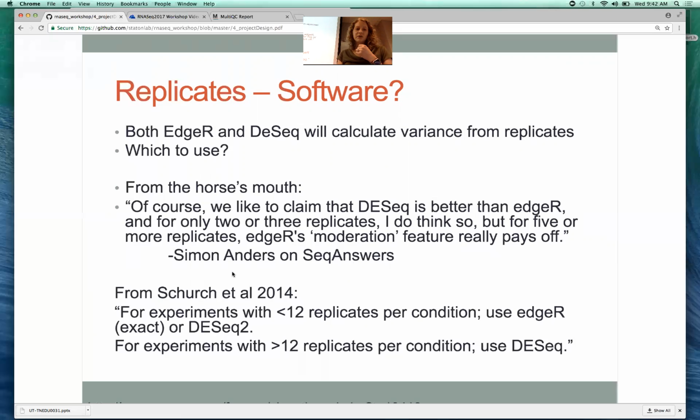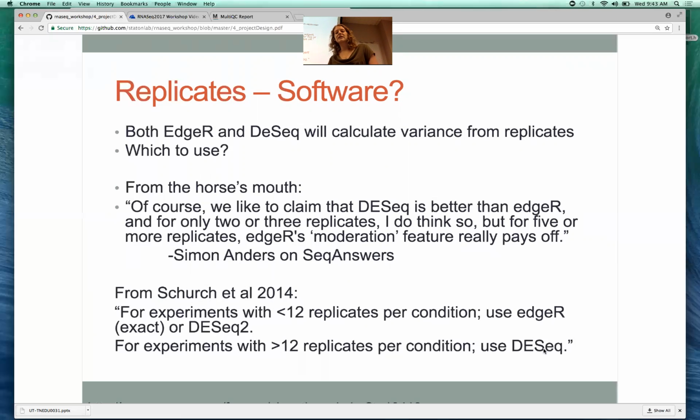Simon Anders is one of the authors of DESeq. He says, of course, we like to claim that DESeq is better than EdgeR, and for only 2 or 3 replicates, I do think so, but for 5 or more replicates, EdgeR's moderation feature really pays off. So this might be your tipping point if you move over into EdgeR instead of DESeq. And from the Schurch paper, which had 48 biological replicates, for anything less than 12 replicates, they recommend either package. If you go over 12 replicates, they recommend DESeq.